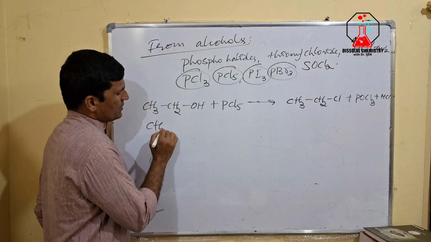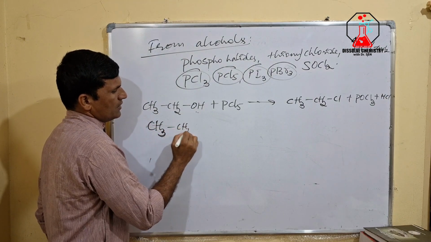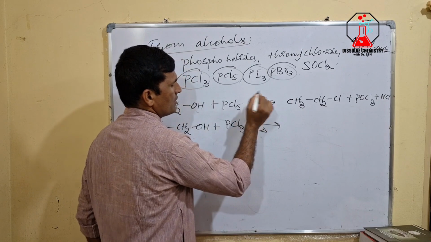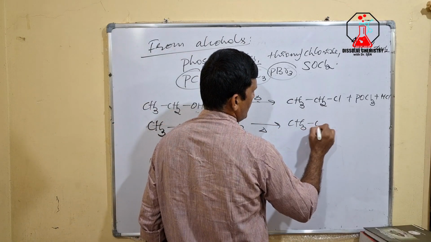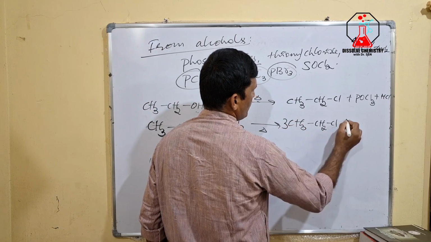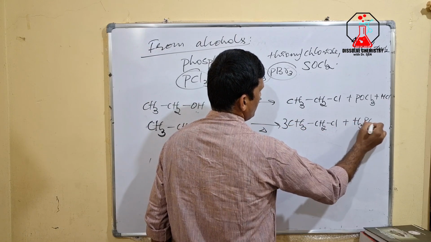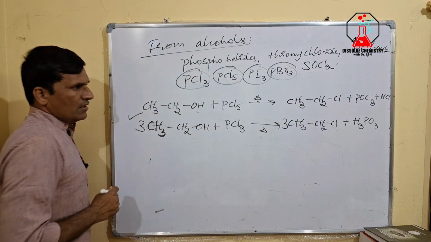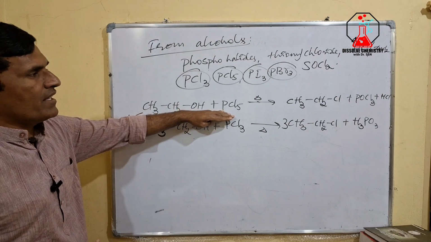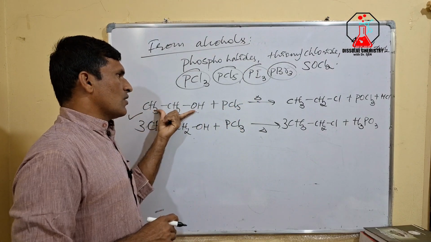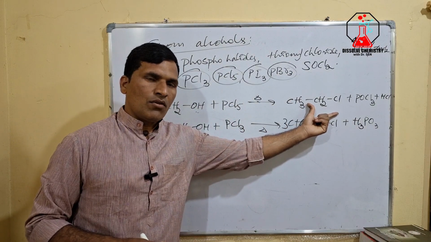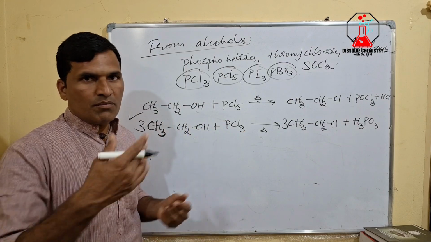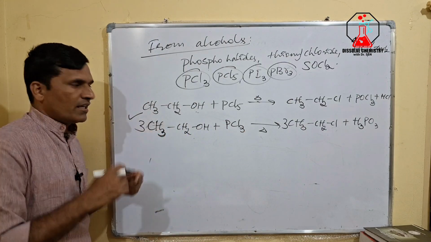Then when you use CH3CH2OH plus PCl3, and if you heat, you will get CH3CH2Cl, 3 moles, and H3PO3, phosphorous acid, as a byproduct. You should make note that when we use PCl5, only one alcohol is converted into haloalkane, ethyl chloride, whereas if you are using PCl3, then a 3:1 ratio of product we are going to get. Therefore, it is a more efficient reaction.